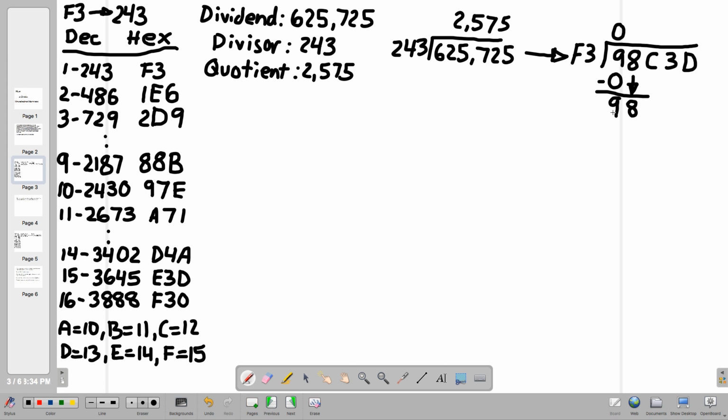So the next cycle is, does F3 go into 98? The answer is 0. And again, F3 times 0 is 0. And so we subtract 0 from 98, and we get 98. And we carry down the C.